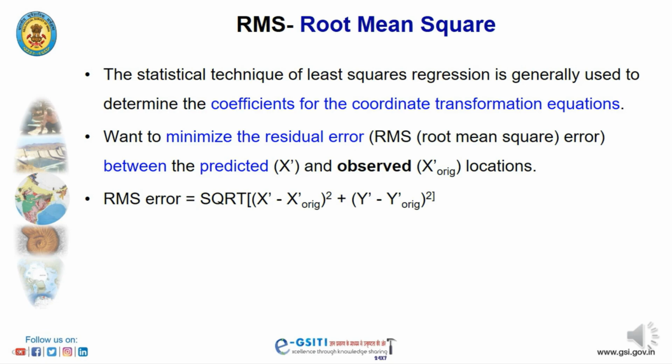Another factor which we should understand is root mean square. What is RMS, or what is RMS error? The statistical technique of least squares regression is generally used to determine the coefficients for the coordinate transformation equations. If we want to minimize the residual error, or root mean square error, between the predicted x location and observed original locations, it is calculated as follows.